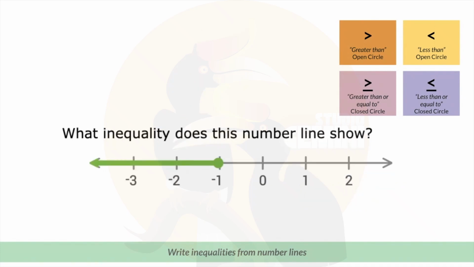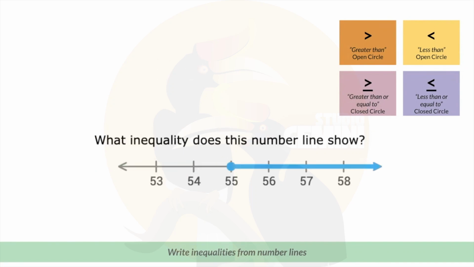Here we have a number line that includes negative numbers, but we'll follow the exact same steps. We'll start with our variable x and our number. We have a closed circle at -1. We have a closed circle and values to the left, or that are less than, are highlighted. So we're going to use a less than or equal to symbol, and we get the inequality statement, x is less than or equal to -1.